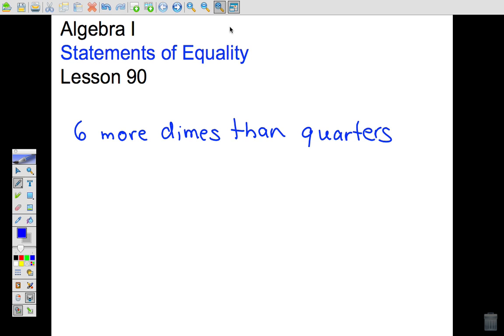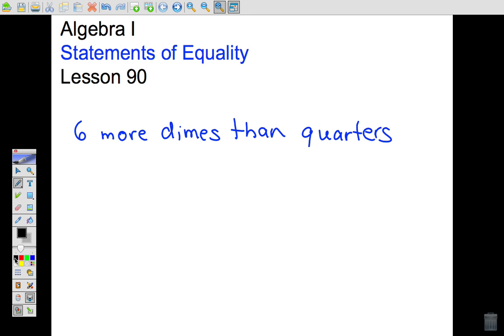All right, in lesson 90, we're going to talk about what's called statements of equality. And we've actually been working with these quite a bit when we've had the coin problems and the value problems. And just to review that, let's take a look at the statement that I have here. It says that there are 6 more dimes than quarters.